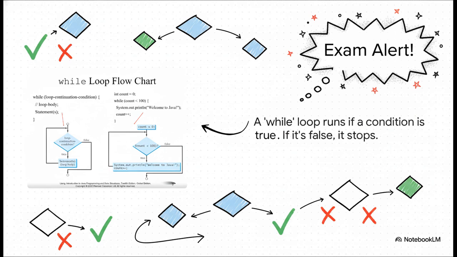So how does this magic actually work? Well, it all comes down to this little diamond shape you see in the flowchart. That's the condition. The loop takes a look at that condition. If it's true, it runs the code inside the loop body. Then it zips right back to the top to check the condition again. If the condition is false, it just skips the body and moves on. And here's a big one. Exam alert. That condition has a fancy name, the loop continuation condition. You're probably going to want to remember that one.